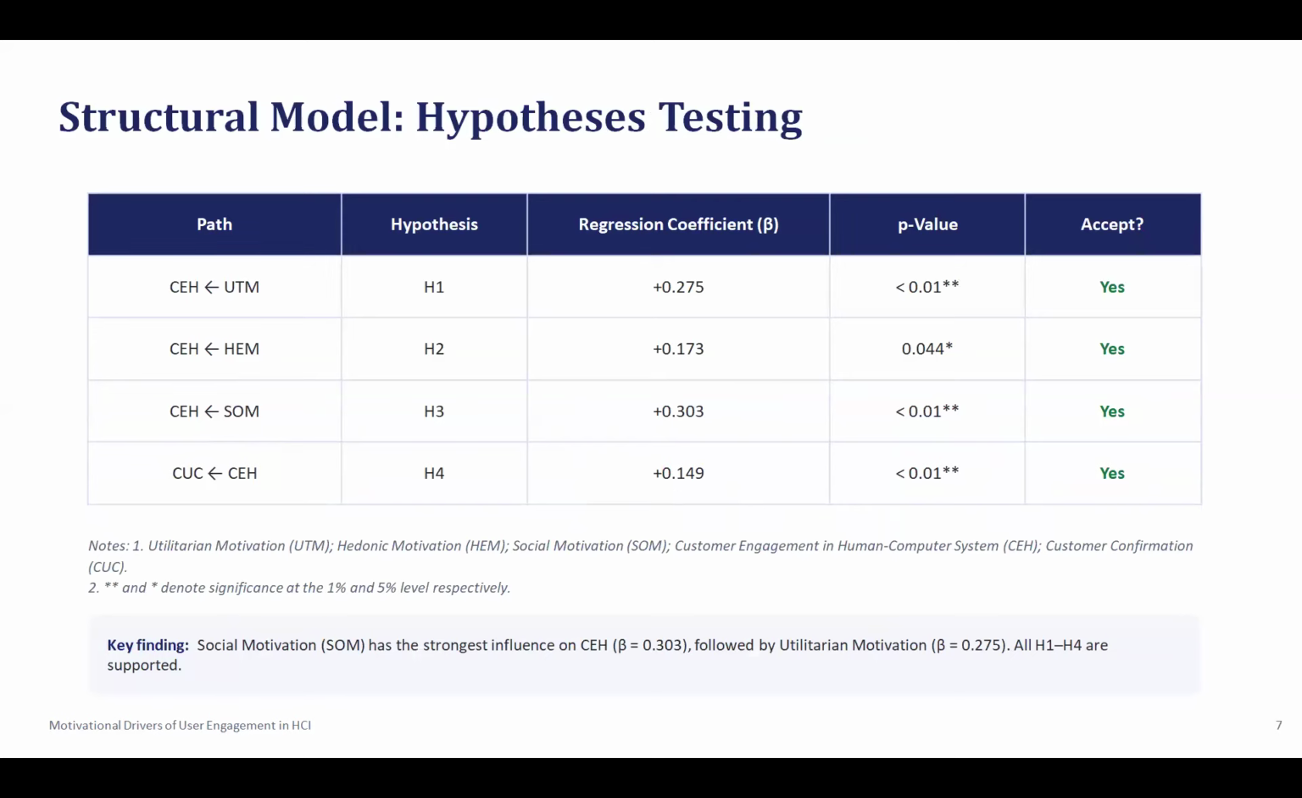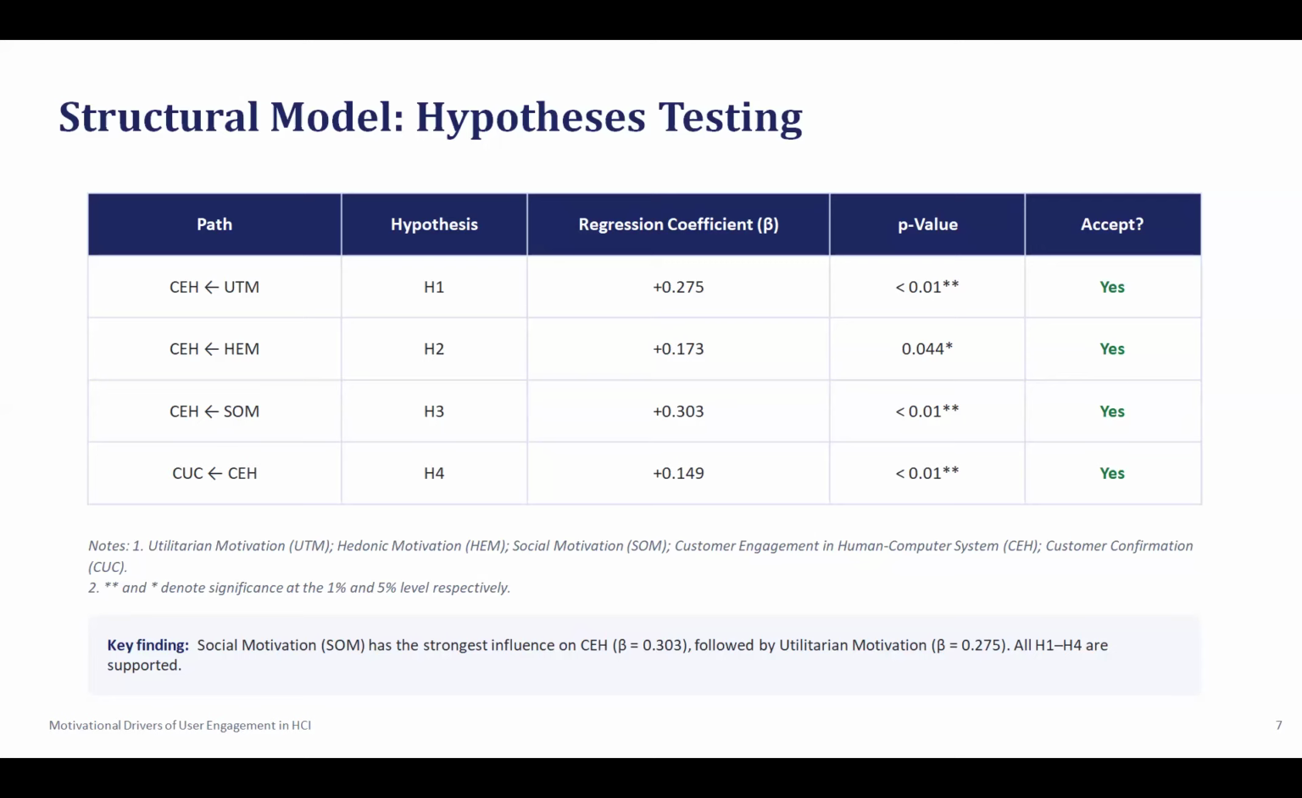This is the hypothesis testing. As you can see, the values shown over here, the p value and the results. All the hypotheses which we tested were accepted. The utilitarian motivation showed a significant positive effect. Hedonic motivation also showed a positive and statistically significant effect. Social motivation, however, has the strongest influence on customer engagement among all the three motivational factors which were the purpose of the study.